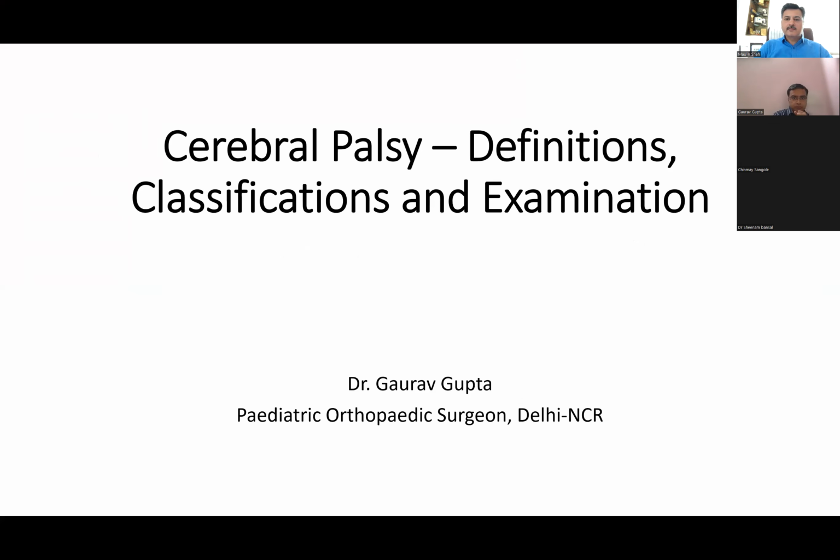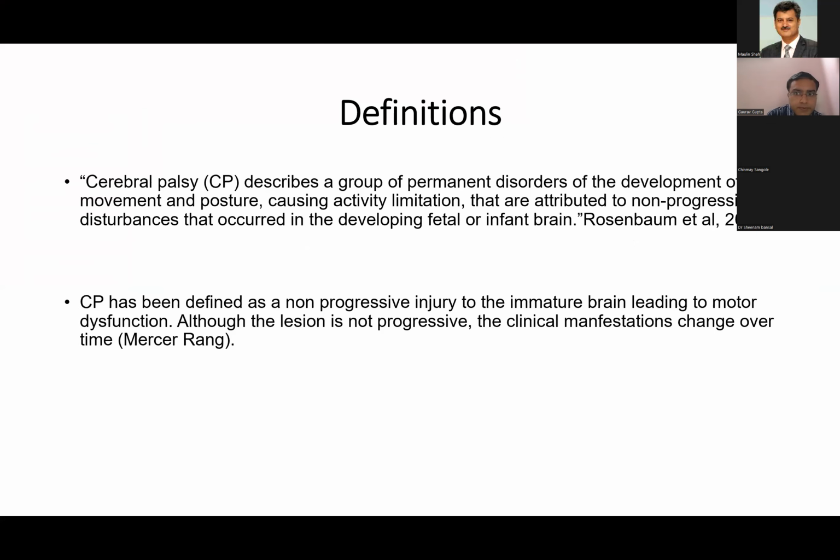So today we'll be talking about cerebral palsy definitions, classifications, and examinations. Rosenbaum gave in 2007 this definition that cerebral palsy describes a group of permanent disorders of the development of movement and posture, causing activity limitation that are attributed to non-progressive disturbances that occurred in the developing fetal or infant brain. And Dr. Mercer-Rang gave this definition that CP has been defined as a non-progressive injury to the immature brain leading to motor dysfunction.